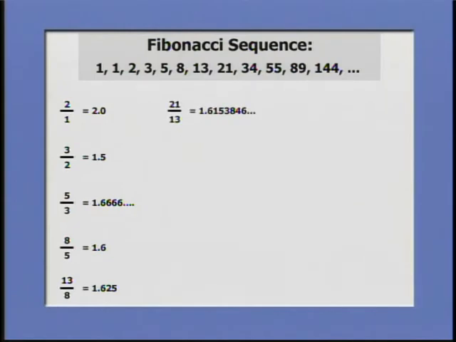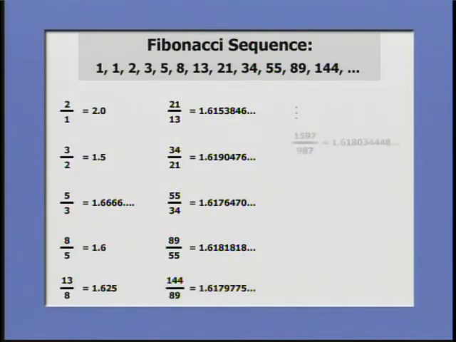And we can now scroll down and see a lot of these, which you can just compute on a calculator. For example, 89 over 55 is 1.618118 forever. And if you scroll down a little further, in fact, a lot further, you'll find two consecutive Fibonacci numbers. One is 1,597. If we divide it by the previous one, which is 987, we see the decimal 1.618034448, and so on.